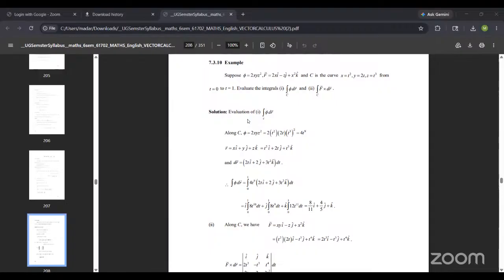Now along the curve C, another one: F bar equal to xy i minus z k plus x square k. So that will become x equal to t square, and y equal to 2t and z equal to t cube.